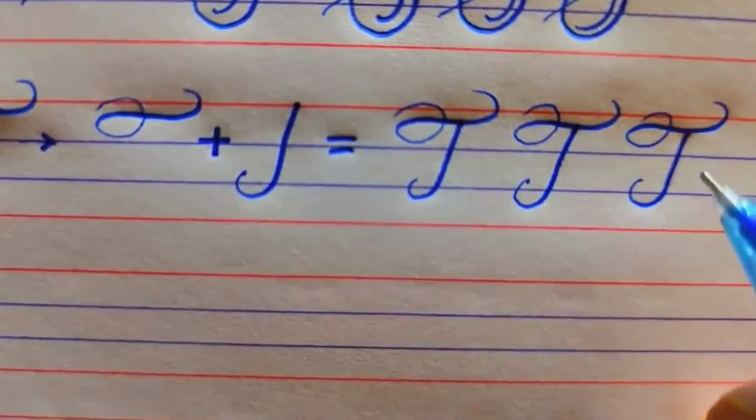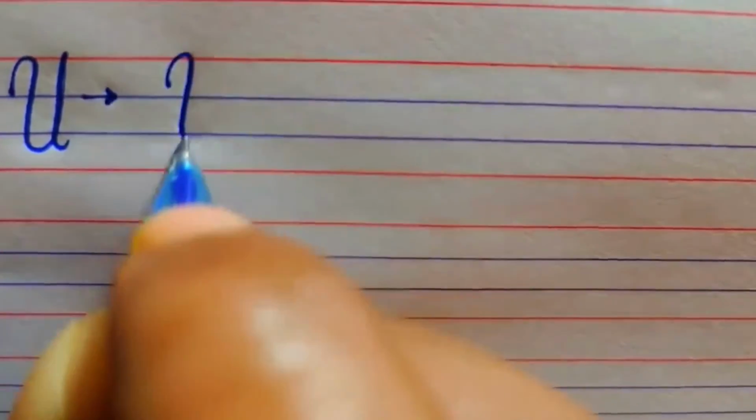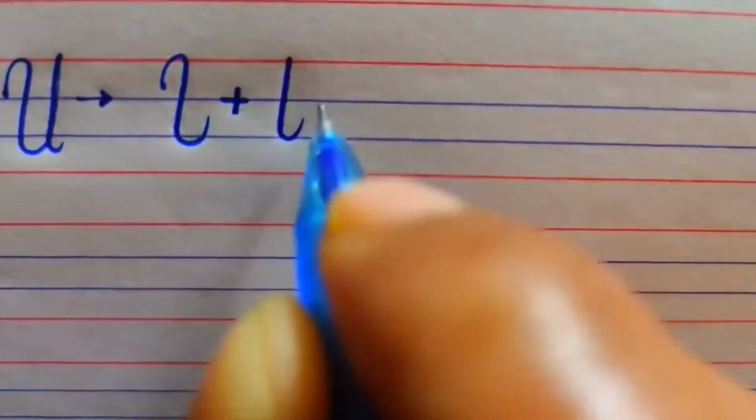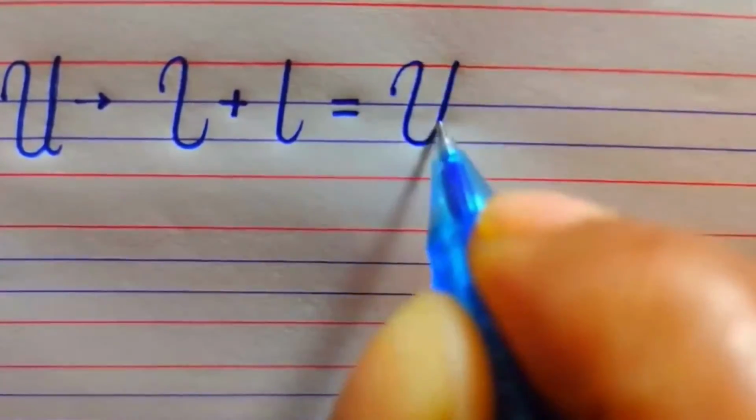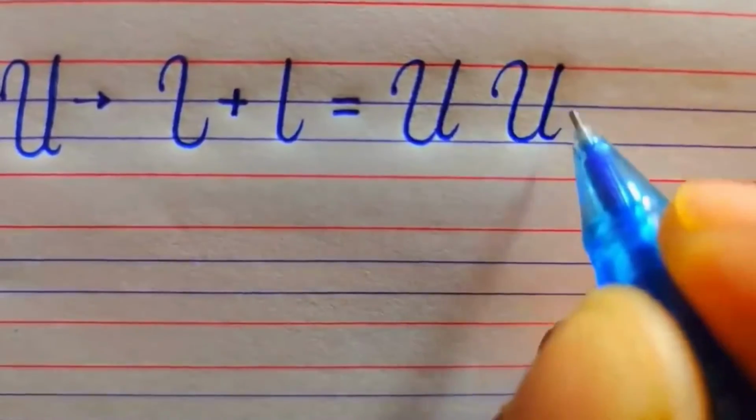T. Now the word U. Here the first one and the second one is equal to U.